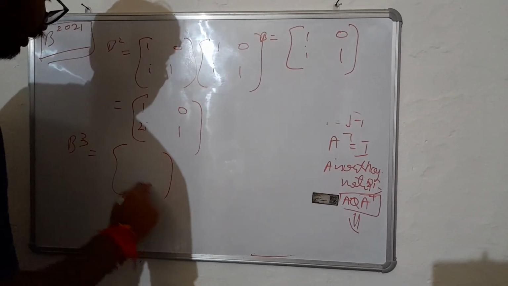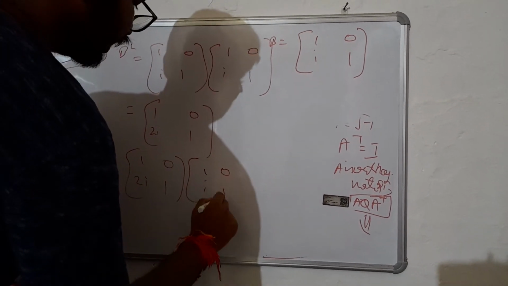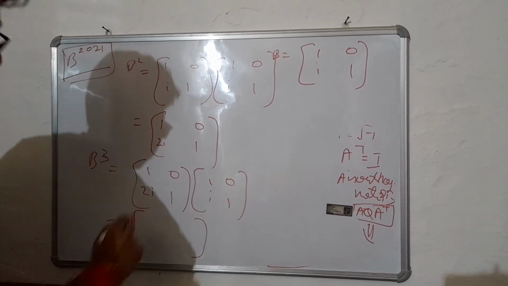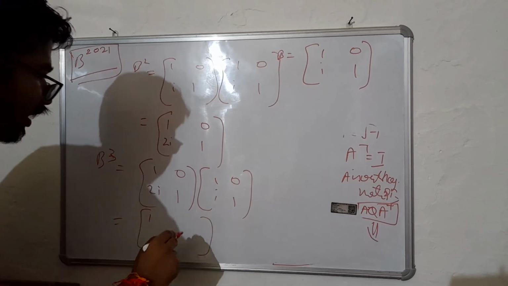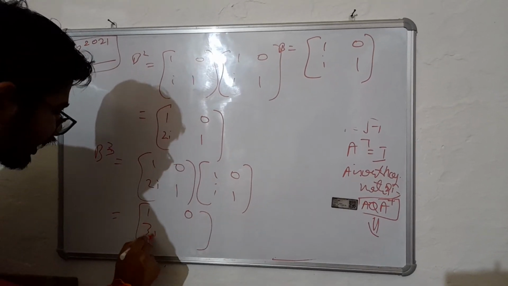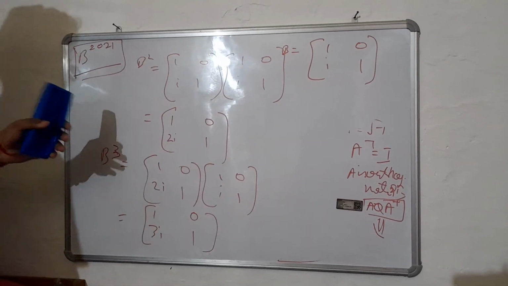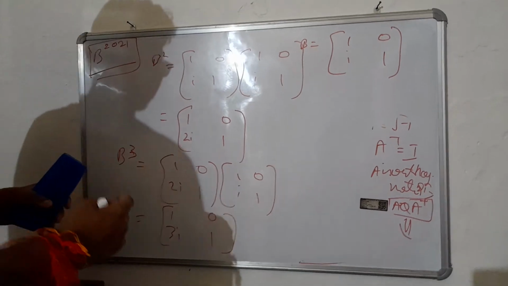Now finding B cube. If we find B cube, 1 0 2 iota 1 and 1 0 iota 1, right? So what are we going to get by solving this B cube? We are going to get 1, simple 0, simple 3 iota, and simply it is 1. See the clear relation. What can we find, what is the general power of this matrix B?